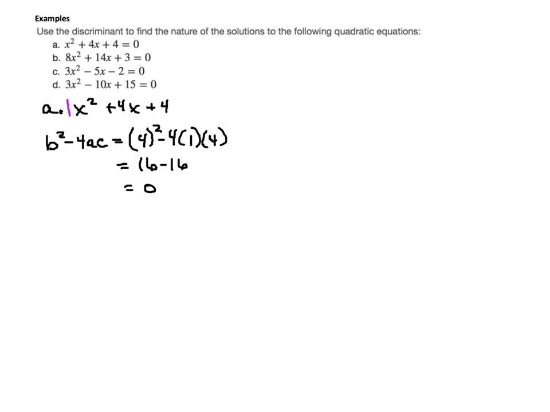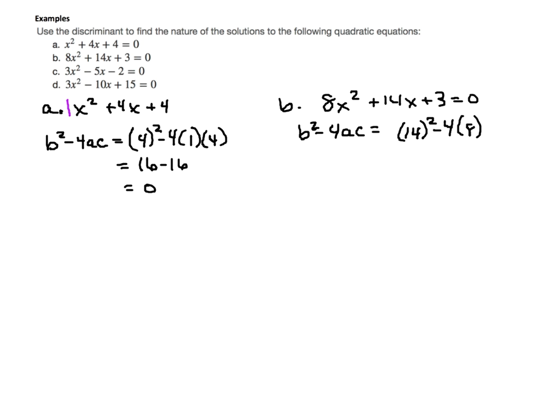All right, let's do it for the others. For B, we have 8x squared plus 14x plus 3 equals 0. B squared minus 4ac is 14 squared minus 4 times 8 times 3. Okay, I gotta grab my calculator. 14 squared is 196, and 4 times 8 times 3 is 96, so minus 96, which gives me a discriminant of 100.